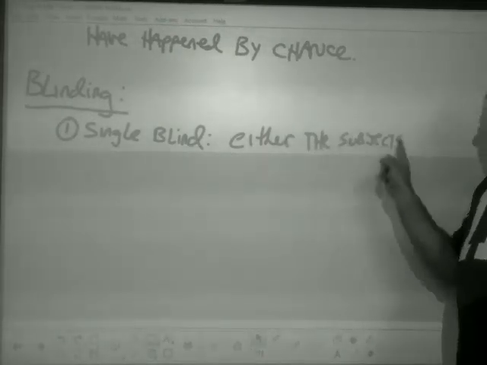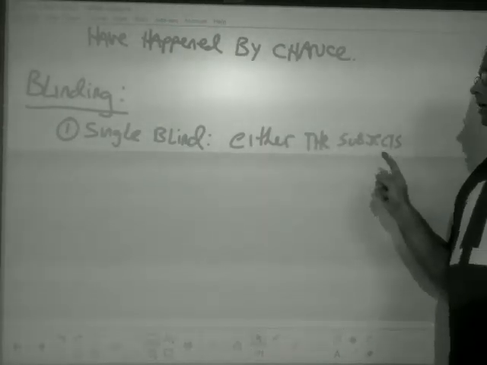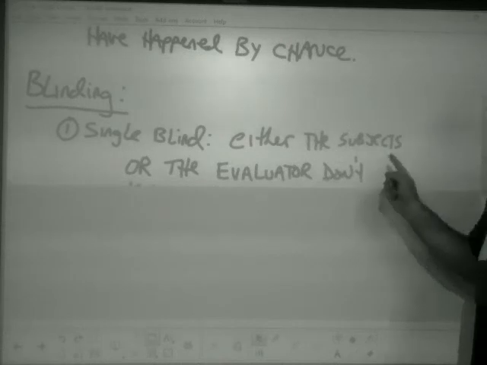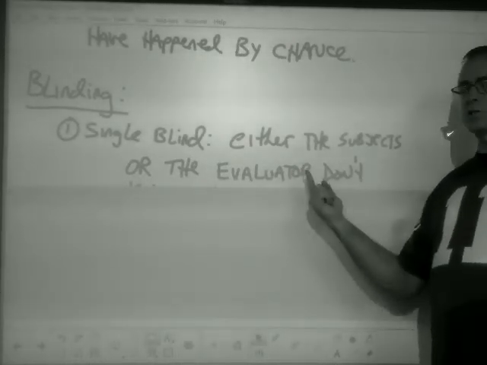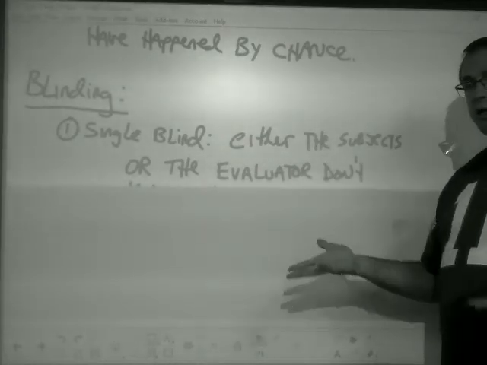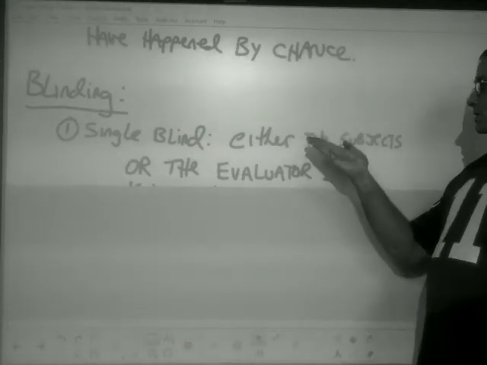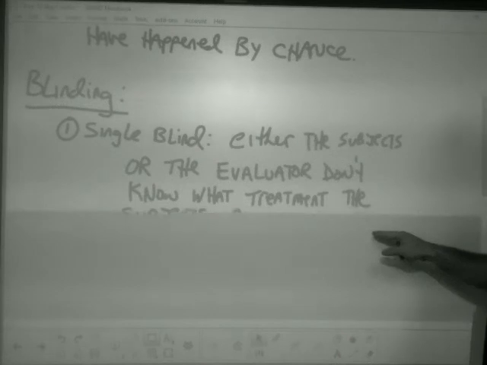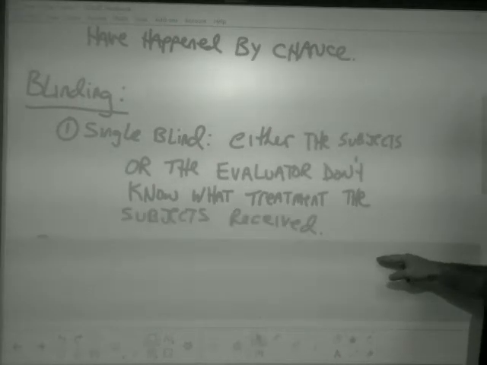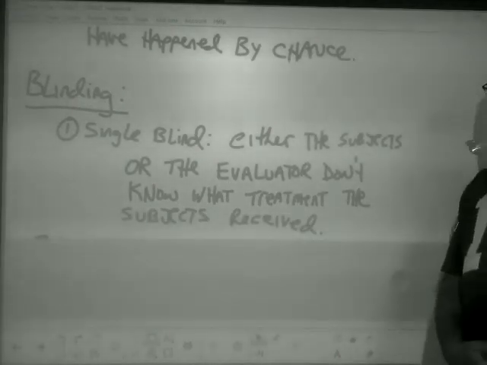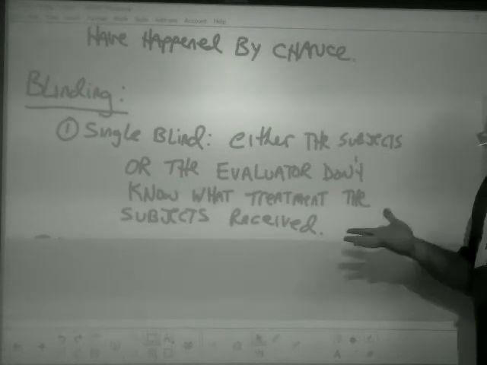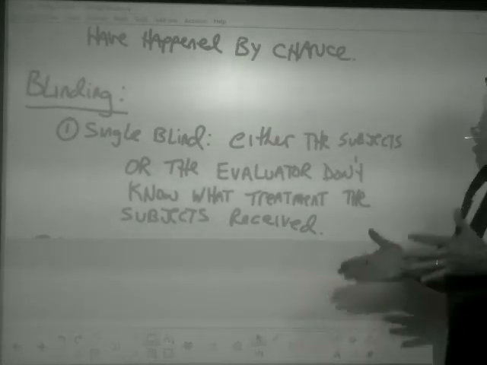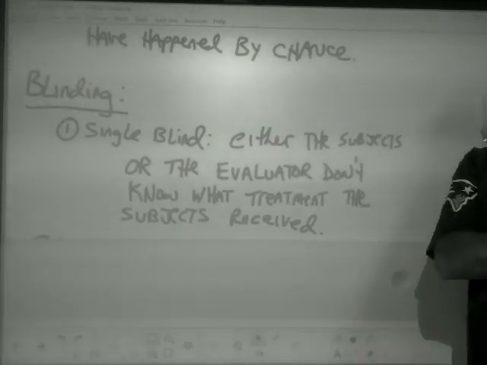Either the subject, which is who the experiment is being done on, or the evaluator. That's the person that's looking at the subject, evaluating them. In this case, either the subject or the evaluator don't know what treatment the subjects receive. They don't know what group they're in. And you might say, well, someone has to know. There is a person who keeps track of this, and they're off to the side.